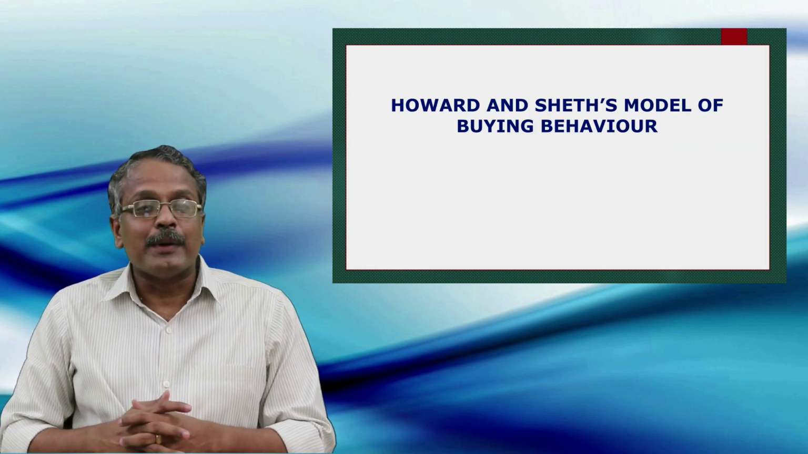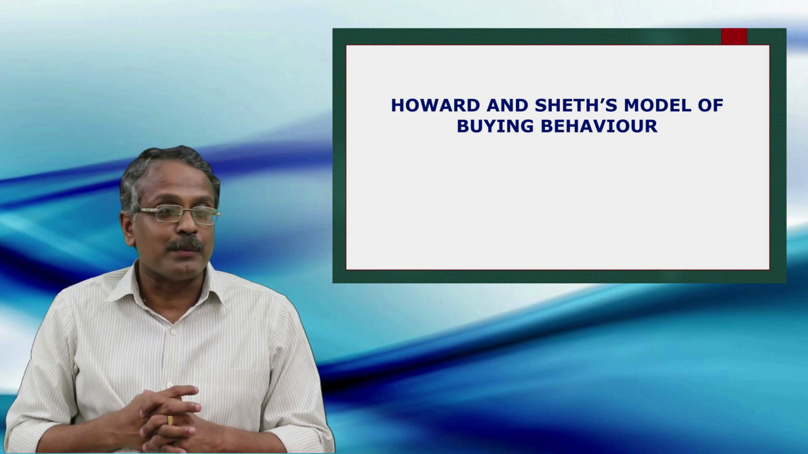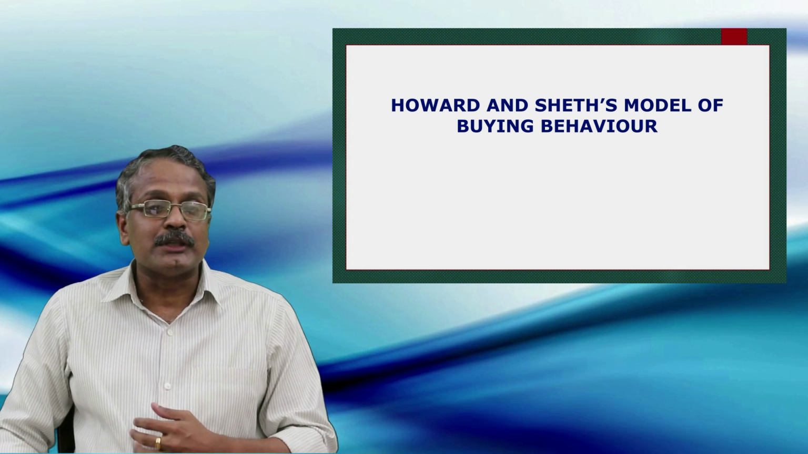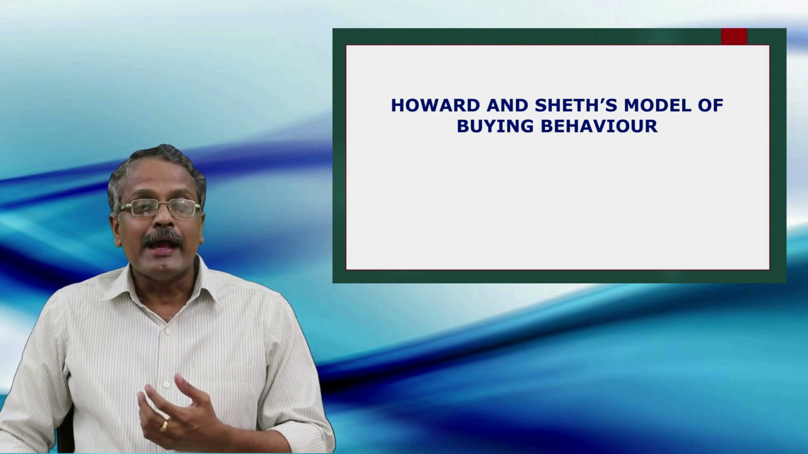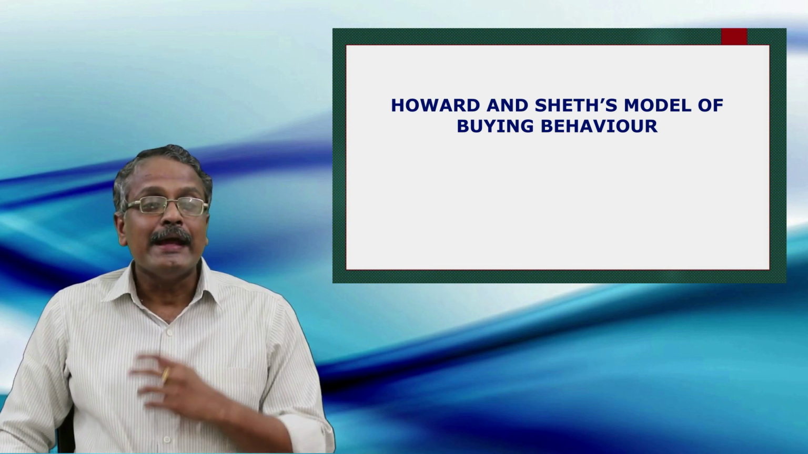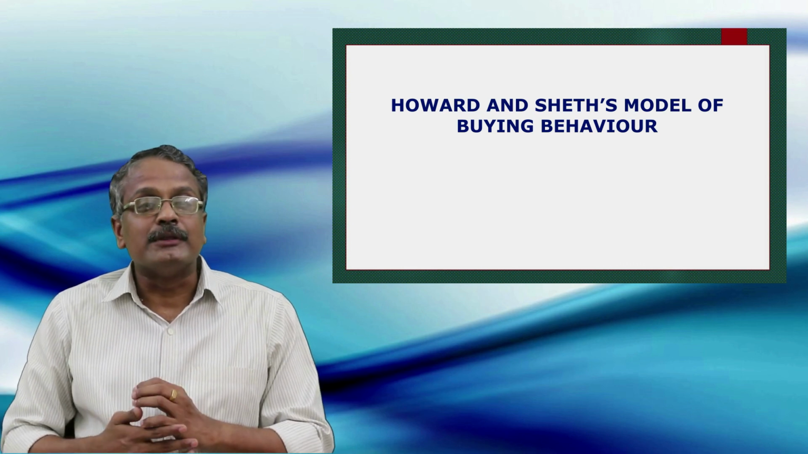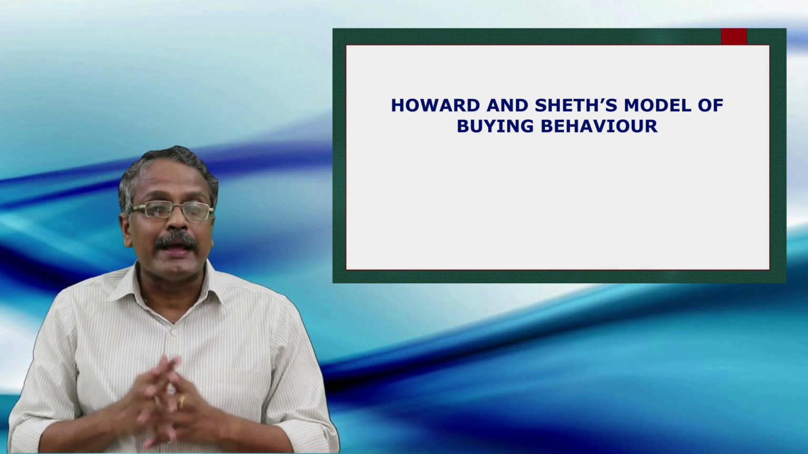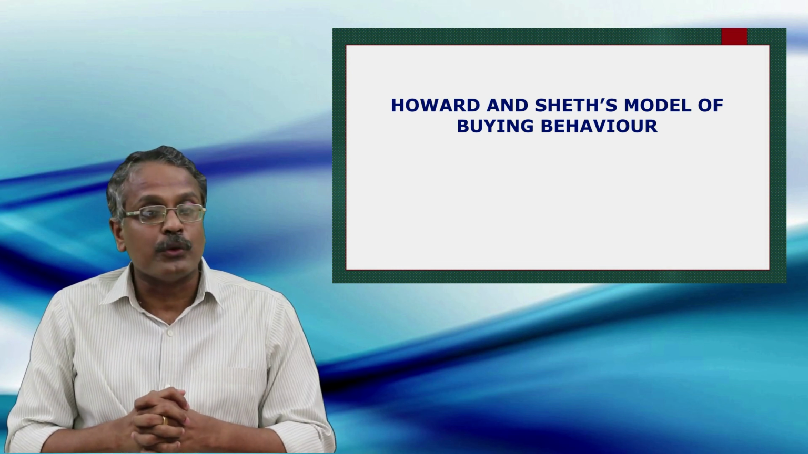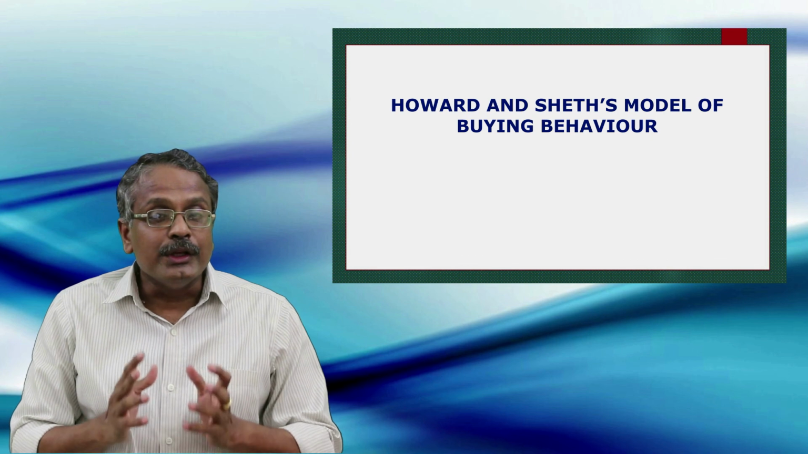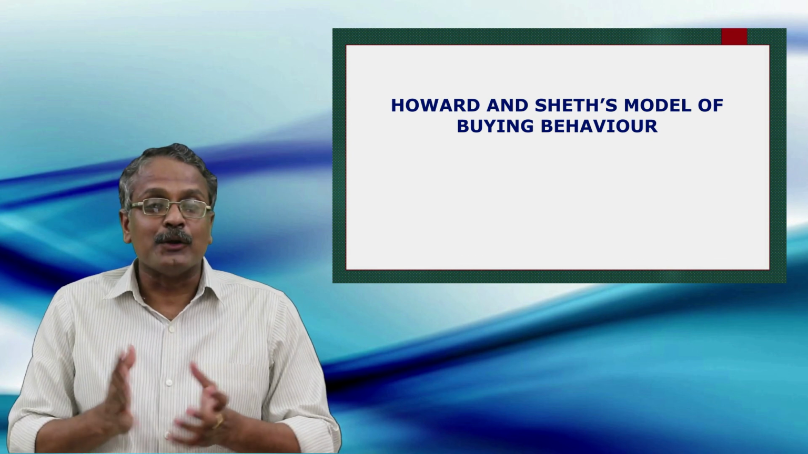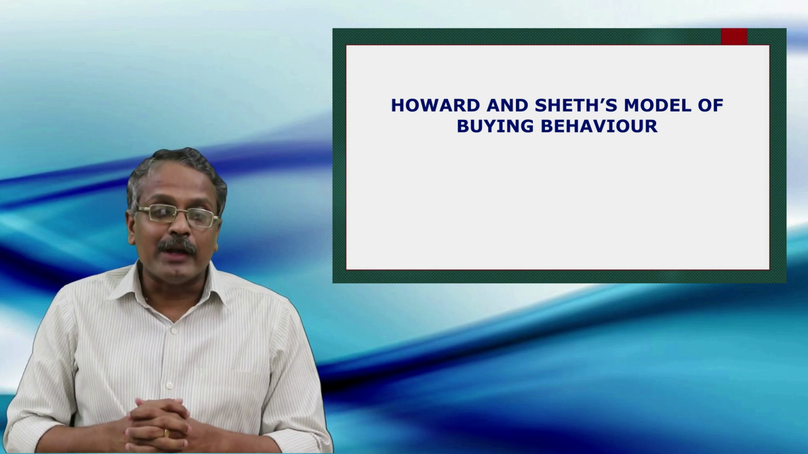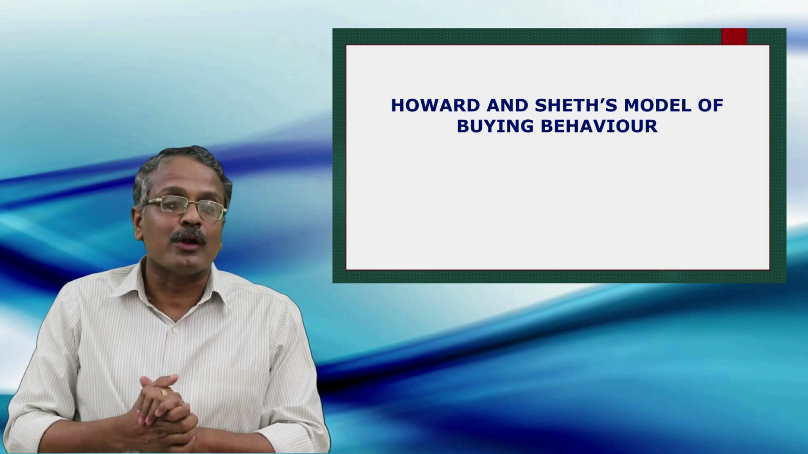Now we can summarize the Howard-Sheth model of buying behavior. There are inputs in the form of stimuli. These inputs attract consumer attention and affect consumer learning and perception. These variables are termed hypothetical since they cannot be directly measured at the time of occurrence. Based on these, the consumer makes some conclusions. These are the outputs. Hope that everybody could understand the Howard-Sheth model of buying behavior.